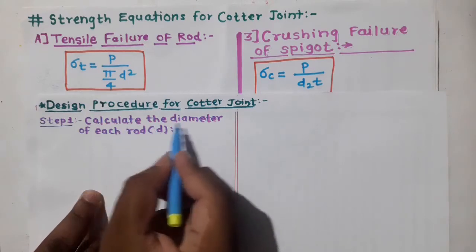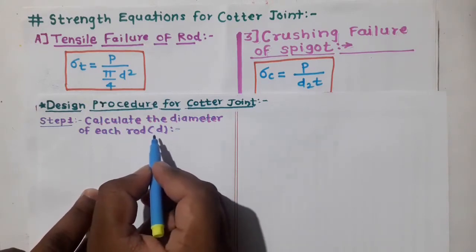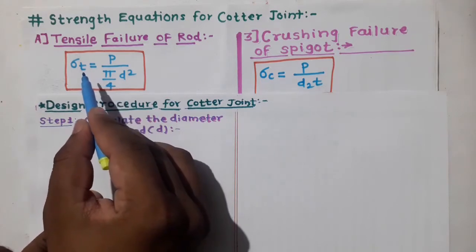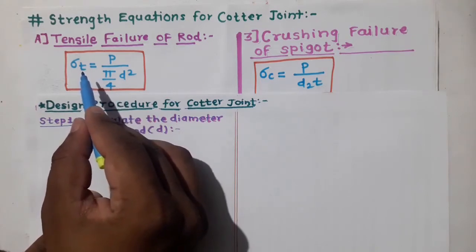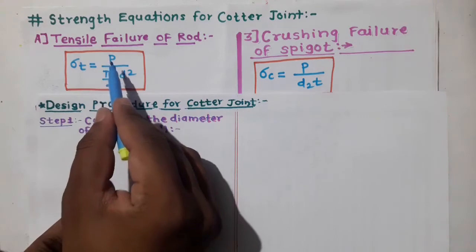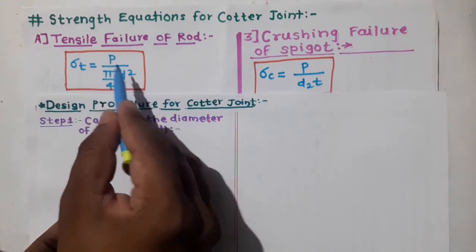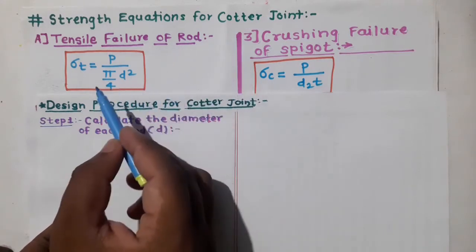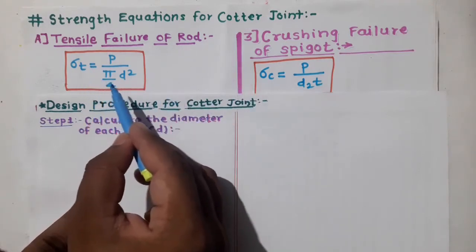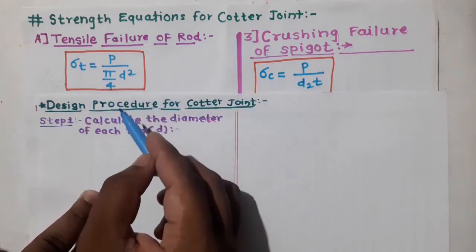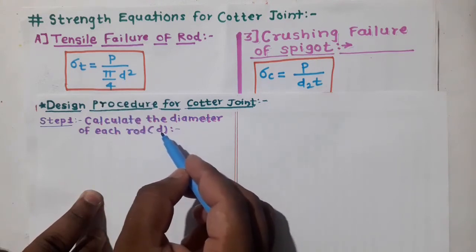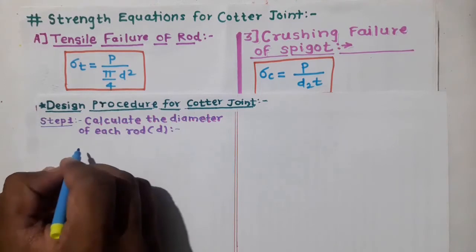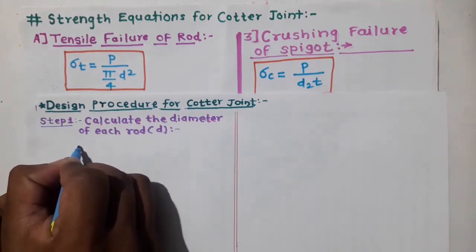Now, to calculate the diameter of each rod, that is small d, we have to use this equation. That is the tensile stress induced in the rod, which is given by the equation sigma t is equal to P upon pi by 4 d square. This equation we have studied in the strength equations for quarter joint. Now we have to modify this equation so that we can get this value of small d. So just rearrange the terms a little bit so that we can get the diameter of each rod.